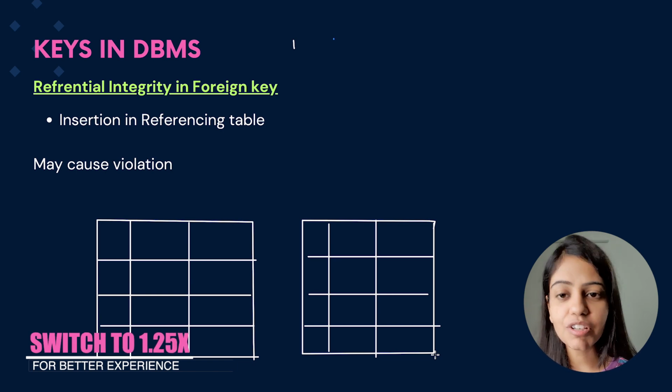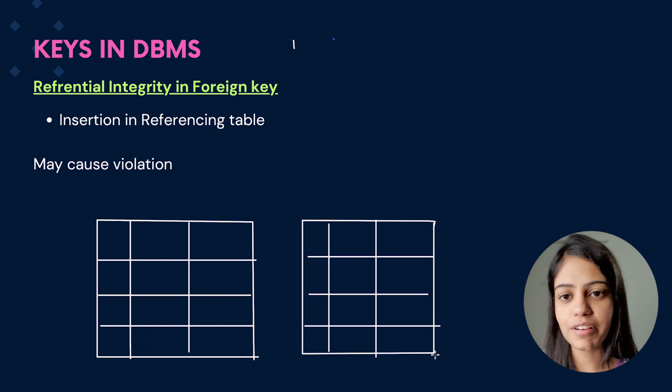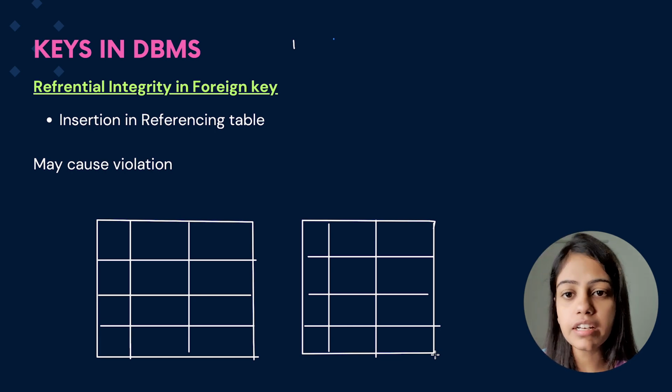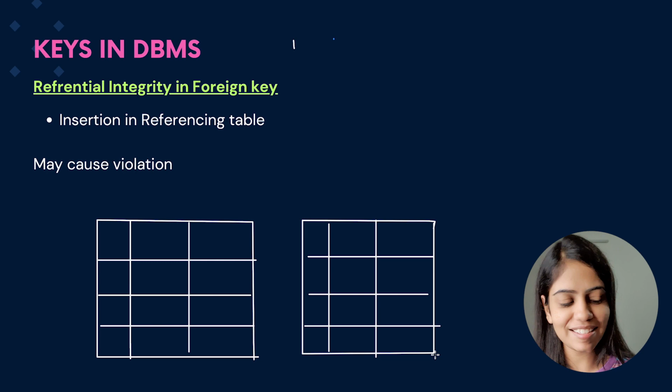So in the last lecture we got to know more about what happens whenever there is an insertion, updation or deletion in the reference table. Now today we will be looking at what happens when the same operations are performed on the referencing table. So without any further delay, let's get started.